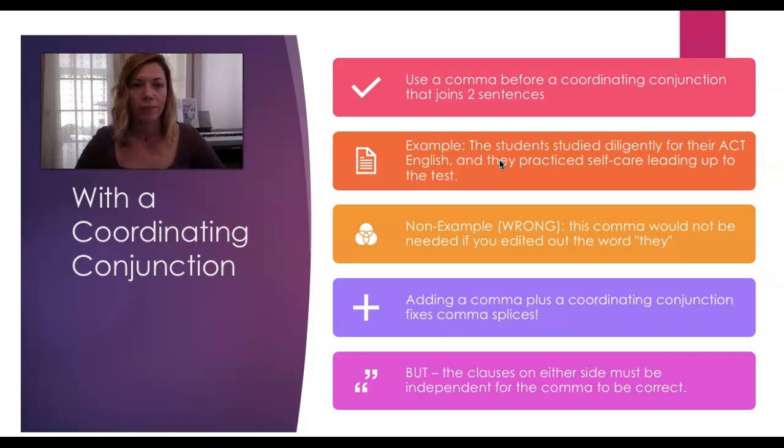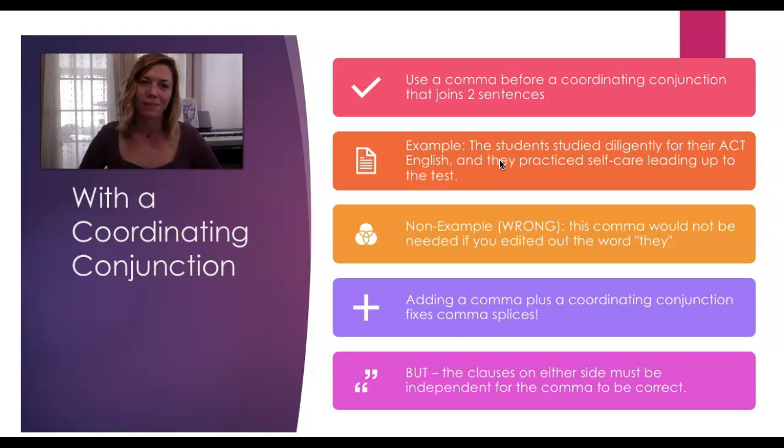No comma. Why? When I take they out, the second part of the sentence becomes a dependent clause. It is no longer a full sentence because it lost its subject. It lost its mom. So because the second clause no longer has a mom, it's dependent and it needs to go with the independent. And it doesn't need a comma because it's not strong.